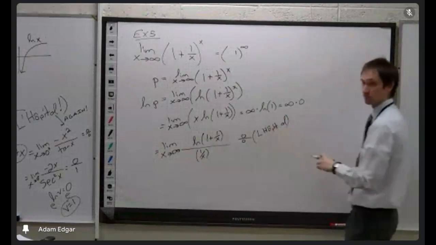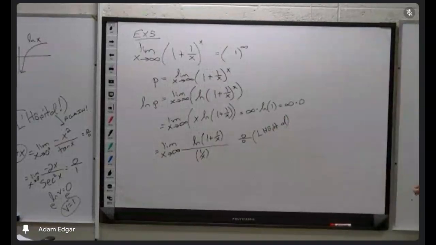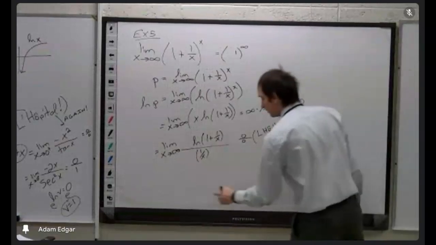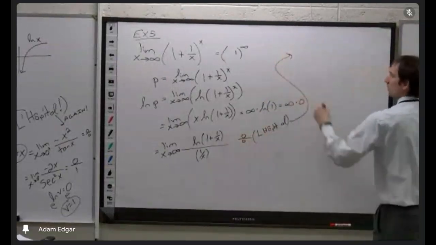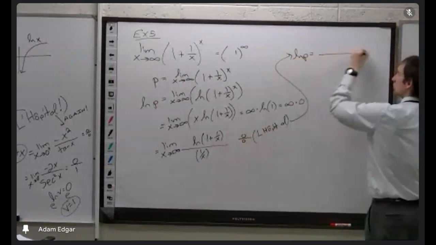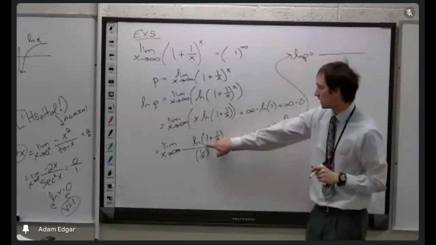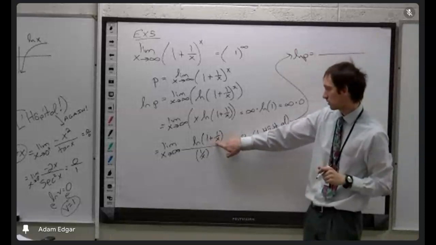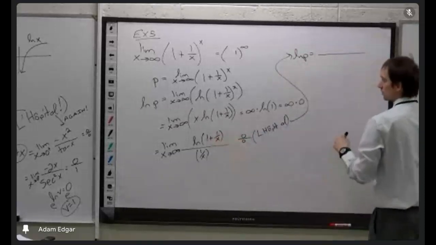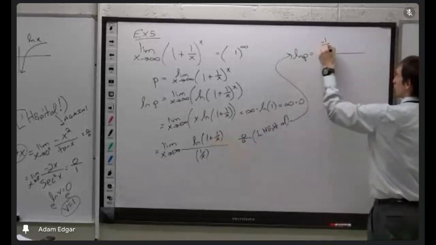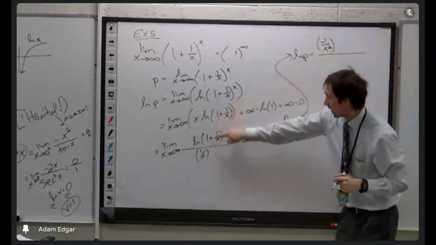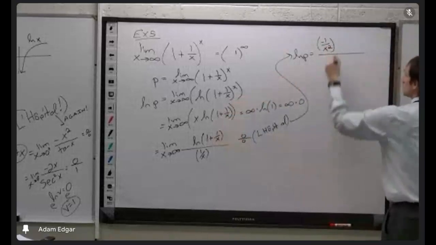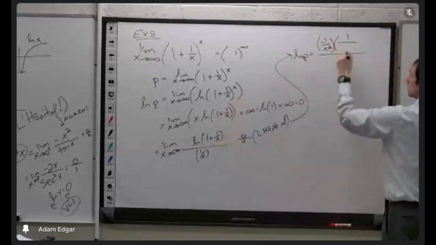Yep. A lot of math, actually. So when you L'Hopital this particular thing, the natural log of p equals, what's the derivative of the inside here? Negative 1 over x squared. And then that multiplies by 1 over the inside. You have 1 over 1 plus 1 over x.